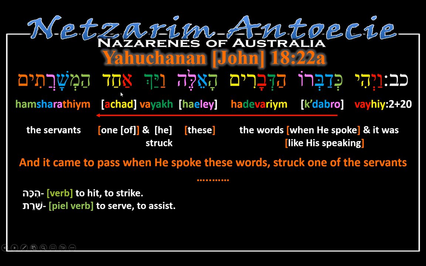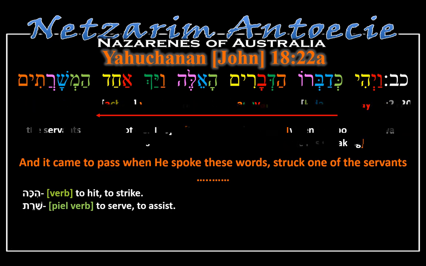And then we've got achad, meaning one, and I've added one of, and he struck one of. And then we got ham sharatim, the servants. So that's a noun, and down here we got sharet, which is a verb, and it means to serve or to assist. And there's the noun form of it. And it's plural also with the im at the end. So it's the servants. And it came to pass, when he spoke these words, he struck one of the servants.